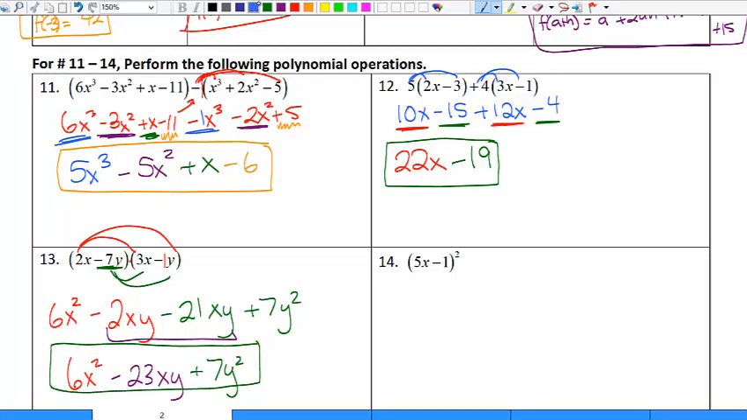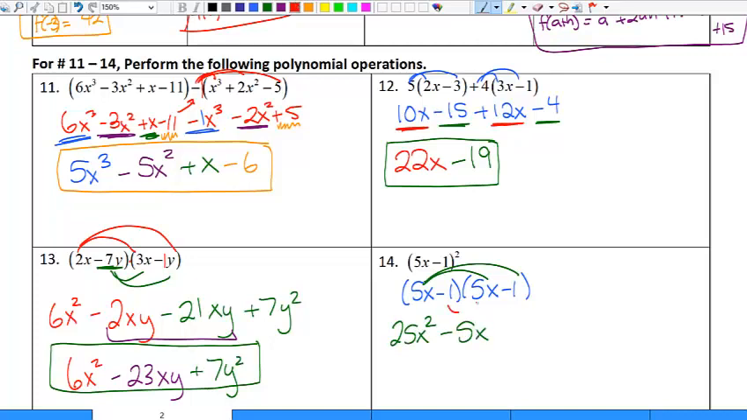For number 14, when we're squaring a binomial, you need to remember that you cannot just take the 2 and distribute it through. You're not allowed to do that over a binomial, only a monomial. So I have to just write out 5x minus 1 twice. So we have 5x times 5x, which is 25x squared. 5x times negative 1 is negative 5x.